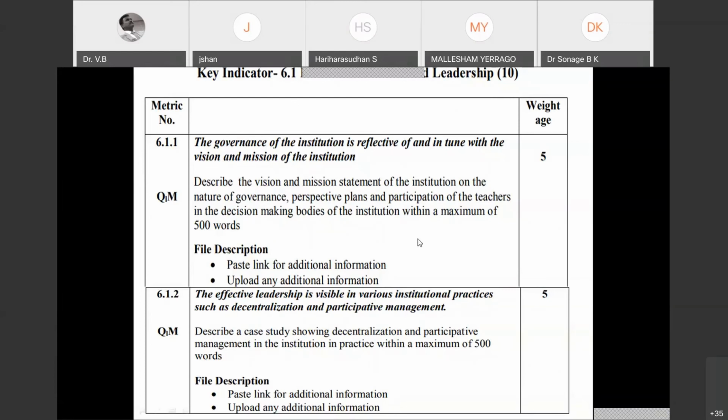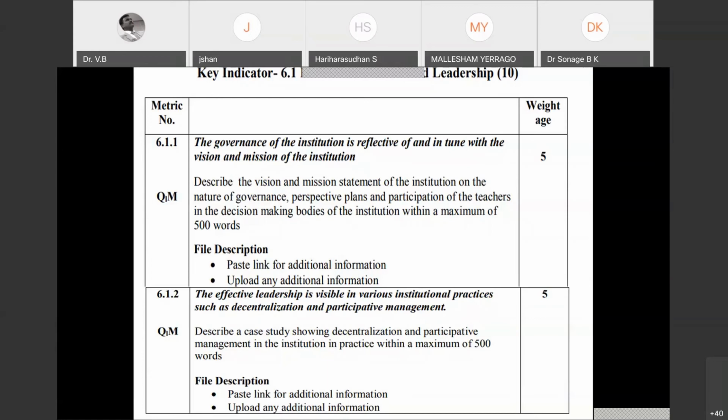And the next question is whether the effective leadership is visible in various institutional practices such as decentralization and participative management. When they say decentralization, what they mean is whether the power has been distributed at every level. Like for example, from the board of management, the academic council, the board of studies, the head of the institution, from him to the administrative side, the heads of the department or the deans of the schools, then the heads of the departments, then the faculties, whether the power distribution has been given like this. That is what they mean by decentralization.